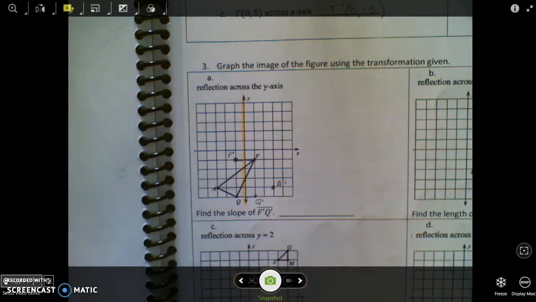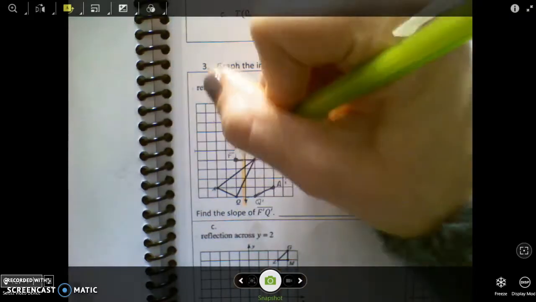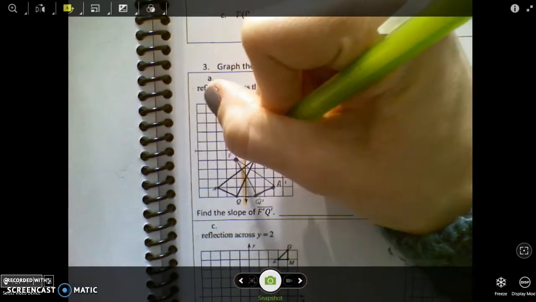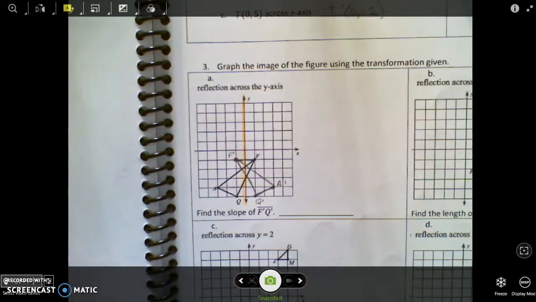So this one's a bit confusing because we had all this overlapping, but I'm going to connect all my image points. So Q prime, A prime, F prime, A prime, and F prime, Q prime. You end up with the same triangle. It just got flipped over that line.